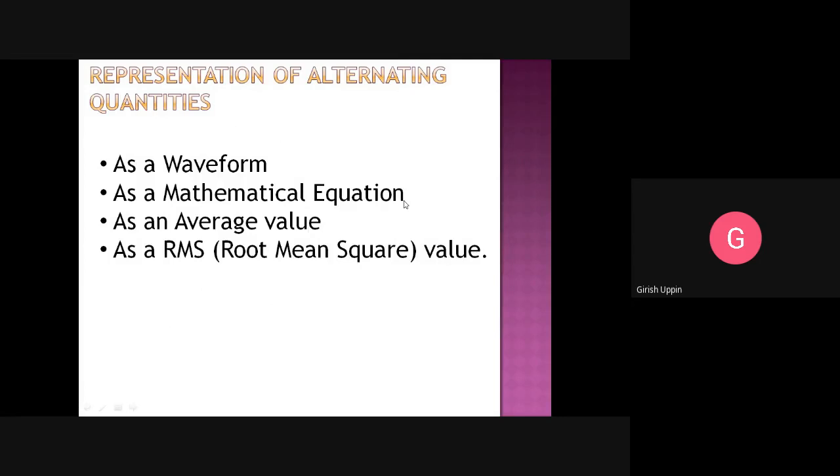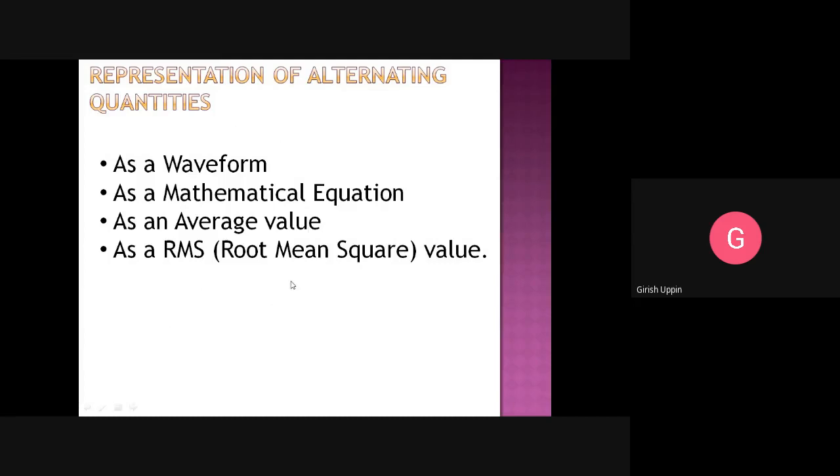We represent the alternating quantity as an equation, that is v is equal to Vm sine omega t, or i is equal to Im sine omega t. That is the mathematical expression. Even with a mathematical expression, if I give you a household voltage as a mathematical equation, it's very difficult to comprehend. But how do you tell your household voltage? Even though it is alternating, you say it is 230 volts. You are telling a fixed value, so that is very easy to understand. But how do we represent an alternating quantity as one entity?